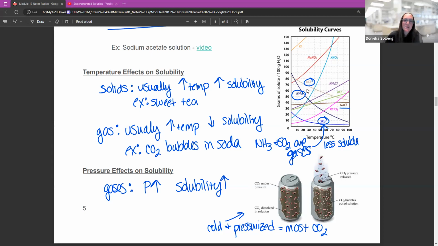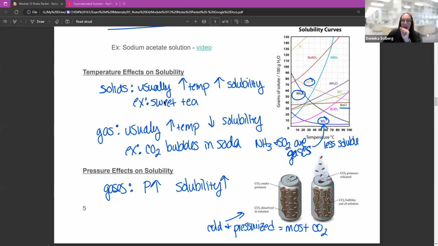Most of these substances on this chart have a positive slope, meaning if you heat it up, more stuff is going to dissolve. You'll see NaCl right here. Salt actually isn't that much more soluble as you heat it up, but it does increase a little bit, and most substances do. So when we're talking about solids, almost always, not always, but usually, if you increase the temperature, it's going to become more soluble. Again, that sweet tea I was talking about in the last video: if you heat it up, you can get more and more sugar to dissolve.